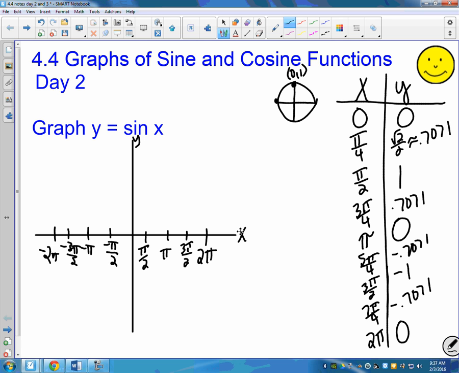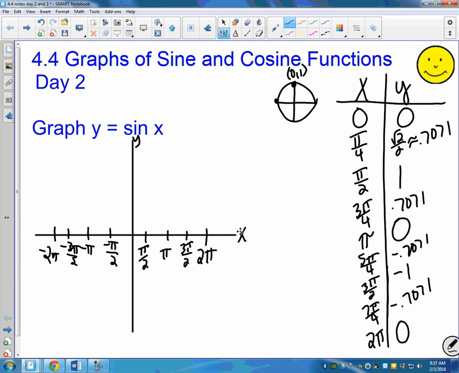Really important when we're graphing trig functions that you label your axis. Because if you don't label it and you just put tick marks, then I'm going to read it as 1, 2, 3, 4. And for trig functions, rarely should you have an x-axis behind them.